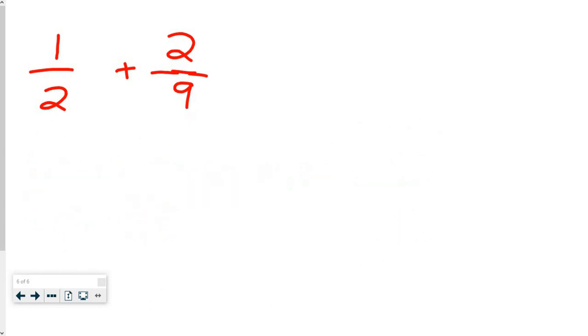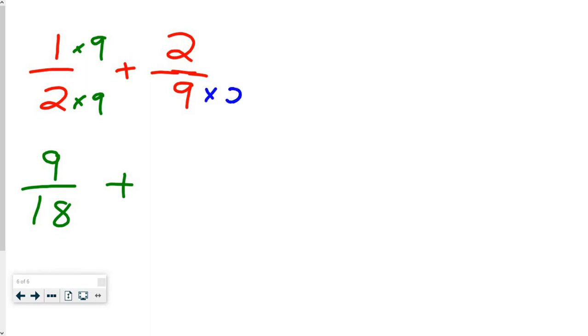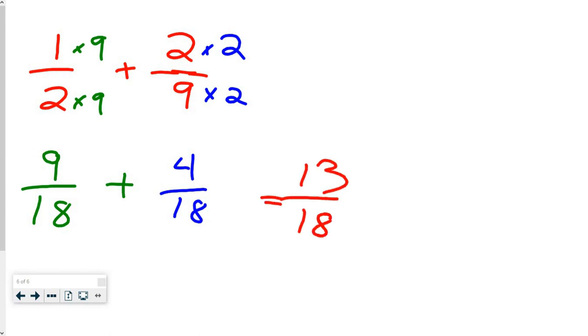I'm going to erase some of this so we have some more room. If we have to convert this to 18, we're going to times this by 9, times this by 9. So that's 9 over 18 plus, to work this one, we have to multiply it by 2, which equals 4 over 18. When we add them up, 9 plus 4 equals 13 over 18. And again, that's lowest common denominator, 13 over 18. That's adding and subtracting with lowest common denominator.